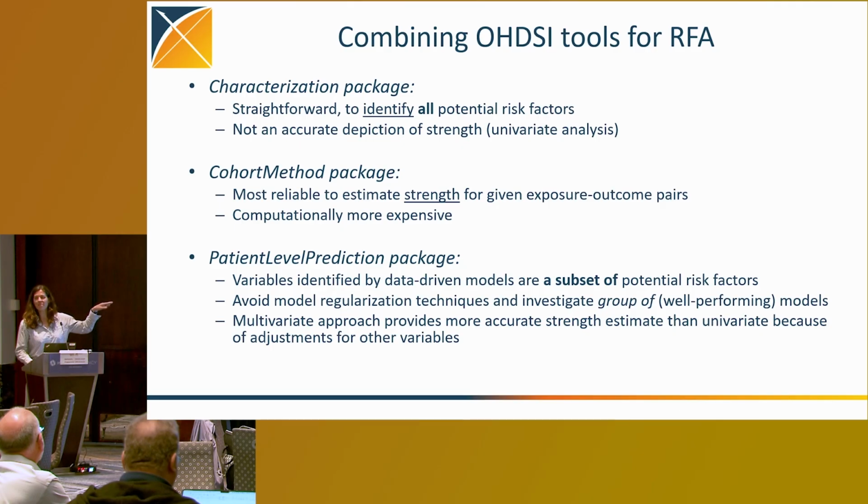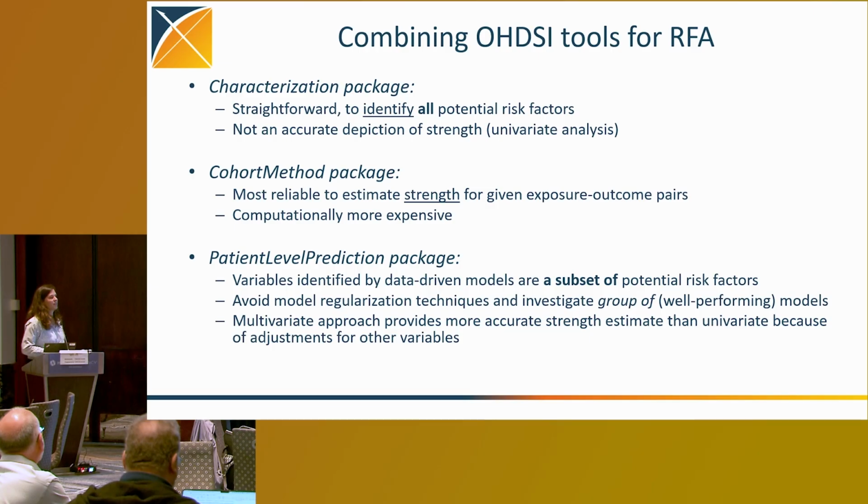So characterization package to identify. Then the cohort method package can be used to estimate a reliable strength between the different exposure outcome pairs, because then you correct for the effects. However, this is computationally more expensive, and so therefore I think it's useful to first do this large exploratory analysis of the risk factors you're interested in.